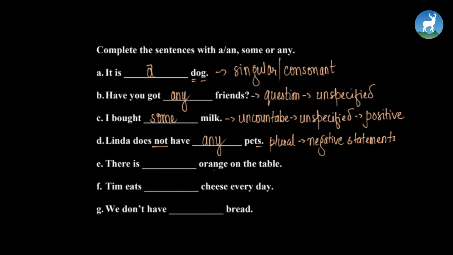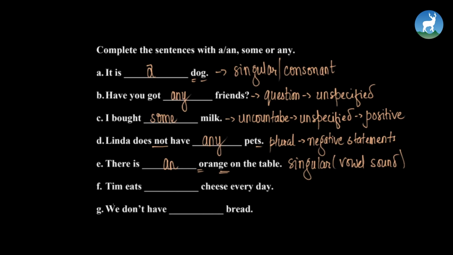There is dash orange on the table. Is orange singular or plural? It's singular. Now, what is the sound of O? It's a vowel sound. So, whenever there is a vowel sound for singular nouns, we use an. Singular countable nouns, remember that.